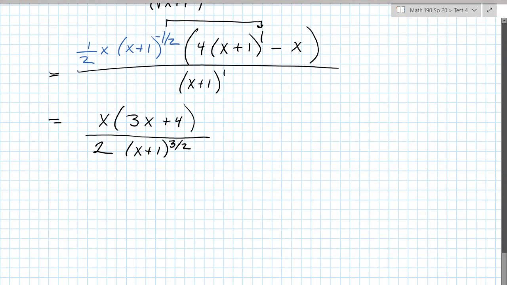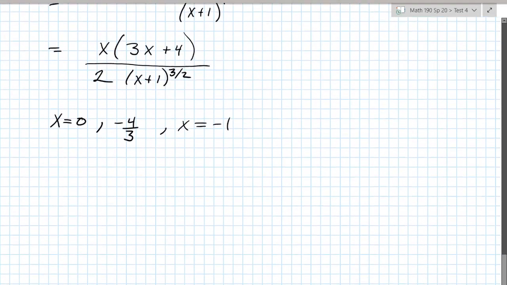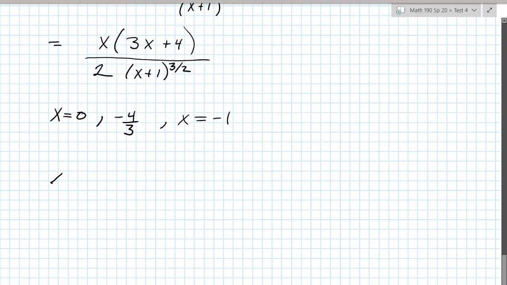Now we can look for our critical values. Critical values occur when the numerator equals 0 or when the denominator equals 0. So let's look for what makes the numerator 0. How about x equals 0 and x equals -4/3 for the numerator? And then for the denominator, how about x equals -1? So those are values that we should consider for our number line.